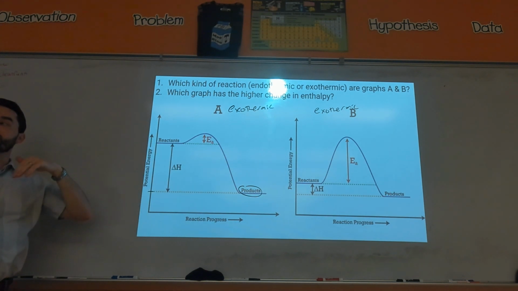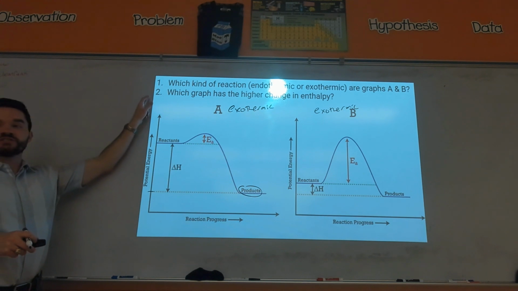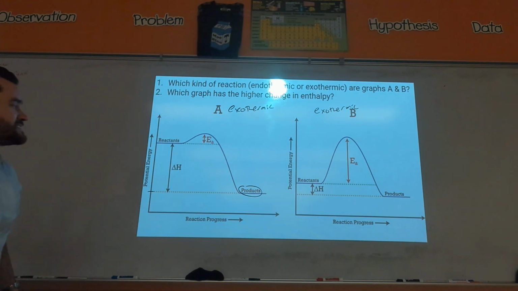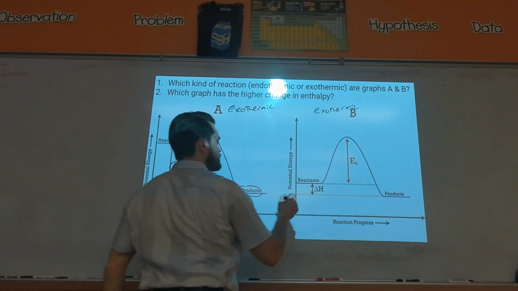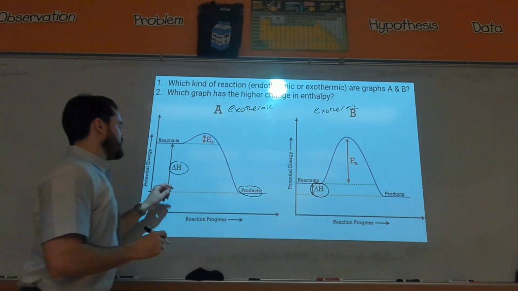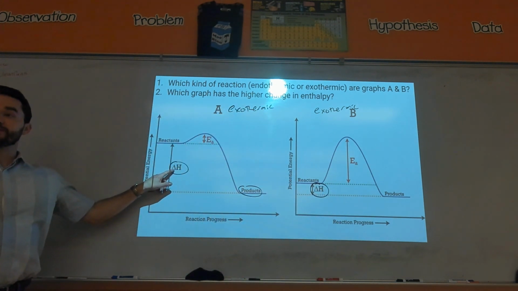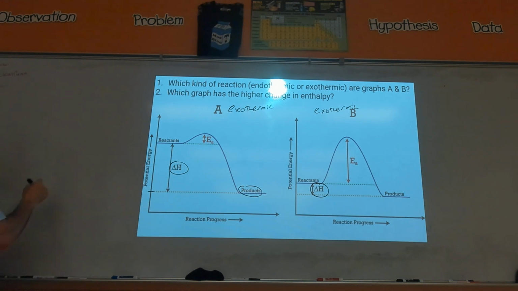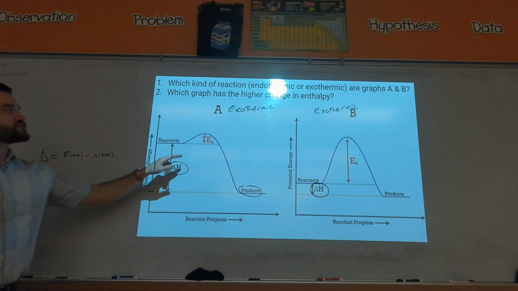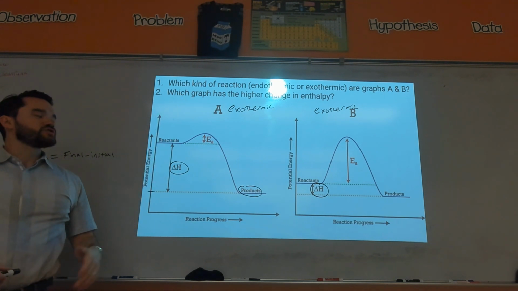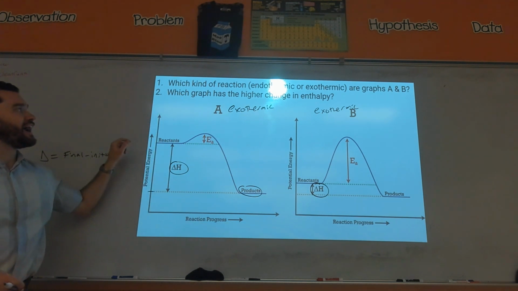Now, the difference between the two graphs is related to question 2. The difference between them is the size of the delta H. That triangle symbol stands for delta, and what that means is final minus initial. So your final value minus your initial value. And H is referring to your enthalpy. So the change in enthalpy is going to be higher.